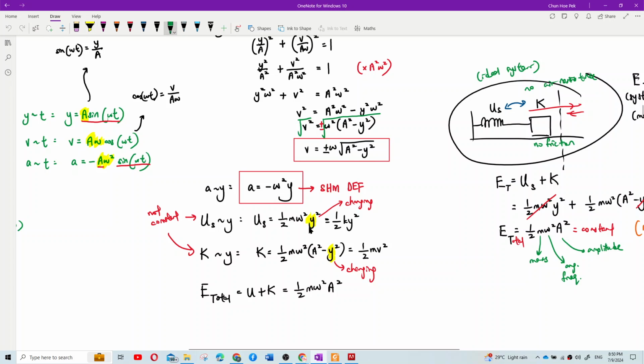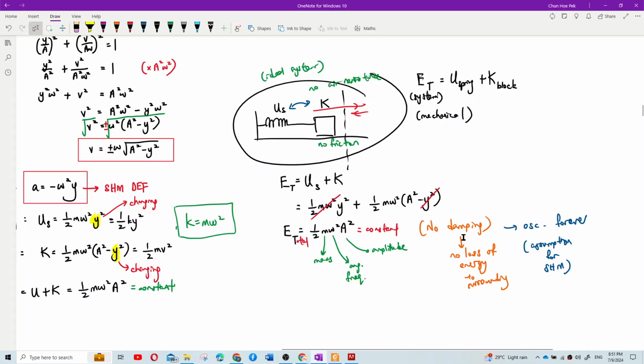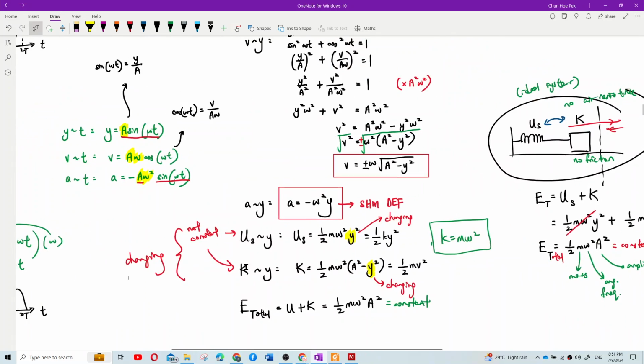Just ingat, ada satu benda kena ingat di sini, ya. K adalah M omega square. Ini kena ingat, ya. Another formula here. K is mass omega square. And then total energy formula, kalau potential guna Y square, kinetic guna A square minus Y square. Kalau total energy guna A square je. And it's always constant. Yang dua tadi itu changing over time, ya. Potential and kinetic changing over time, but total energy always constant because we assume no loss of energy, ya, no damping. Itu sajalah kelas.